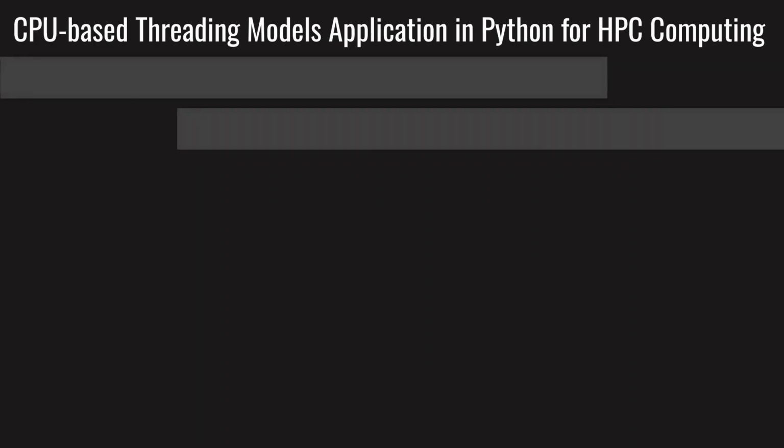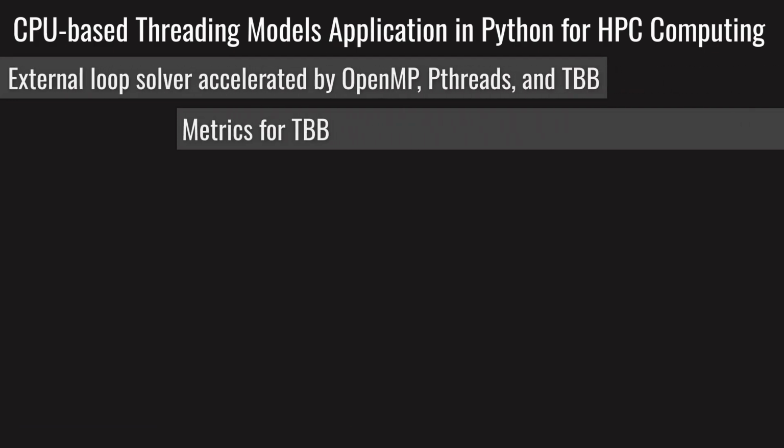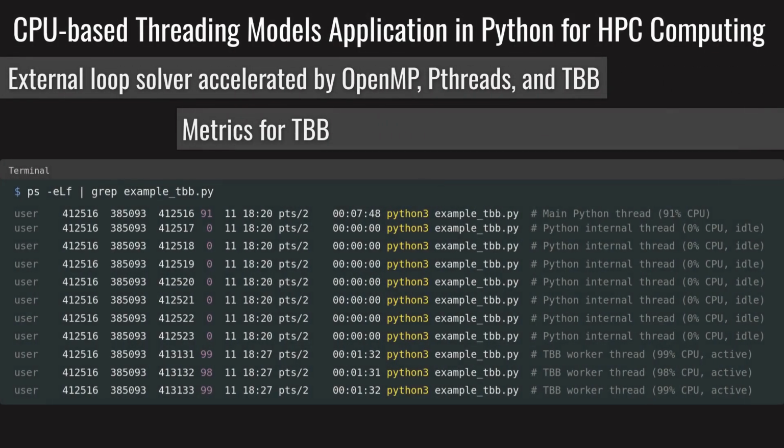The TBB metrics show a slightly different pattern. The metrics shown here are collected during the parallel execution of a loop solver written in C++ and linked against the TBB library. The number of requested TBB threads is 4.